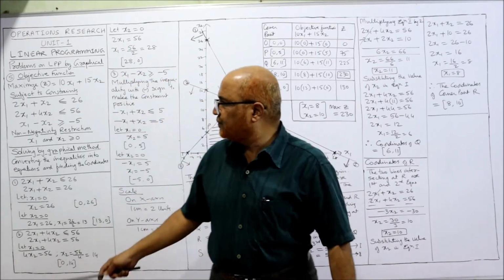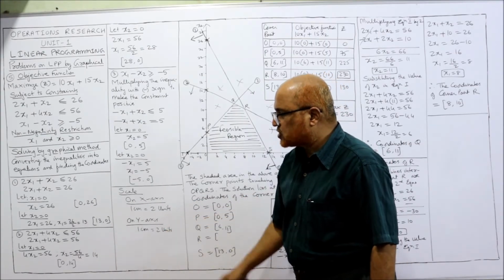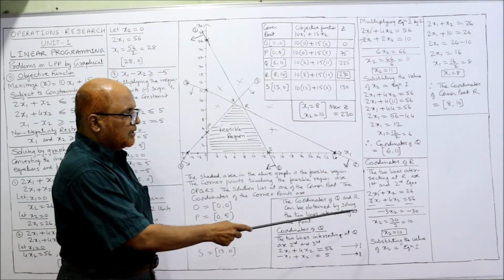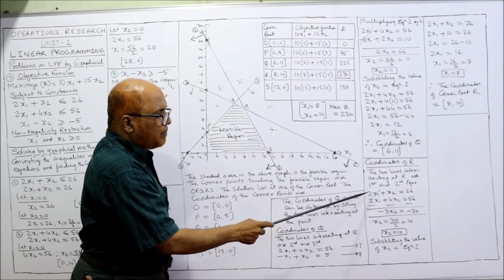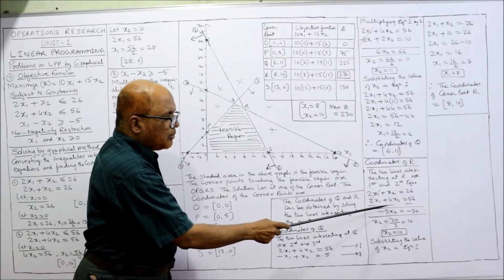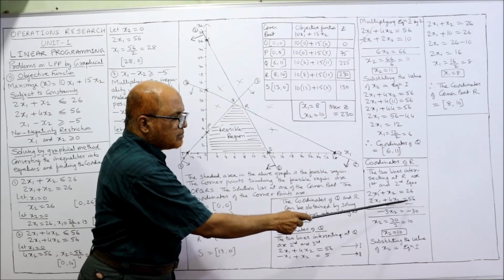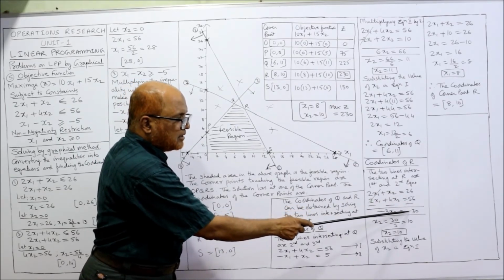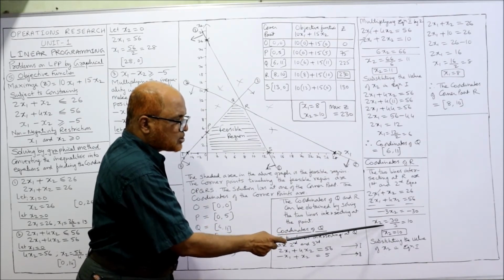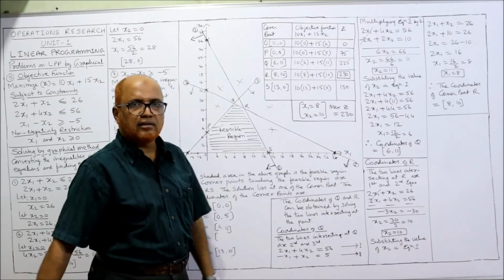The first equation 2x1 plus x2 is equal to 26. Second equation 2x1 plus 4x2 is equal to 56. Now change the sign, minus, minus, minus. Plus 2x1 minus 2x1 will get cancelled. Plus x2 minus 4x2, you will get minus 3x2. 26 minus 56, you will get minus 30. So minus minus will get cancelled. 3x2 is equal to 30. So x2 is equal to 30 by 3, 10. We got x2 value 10.